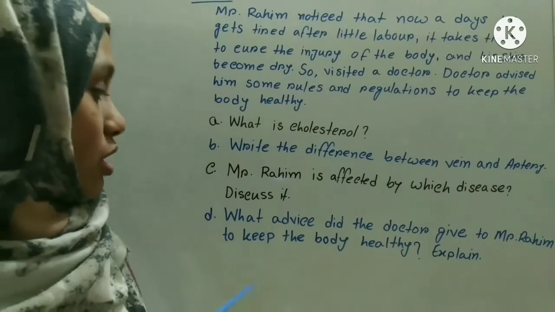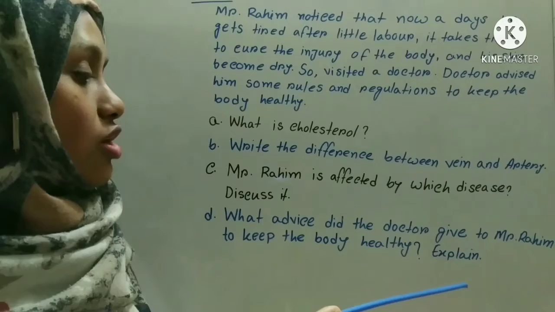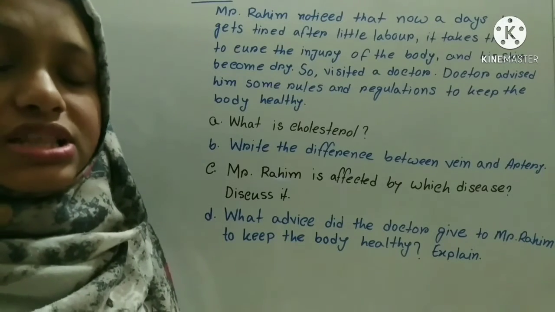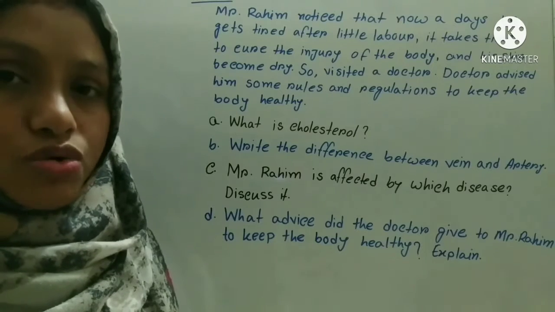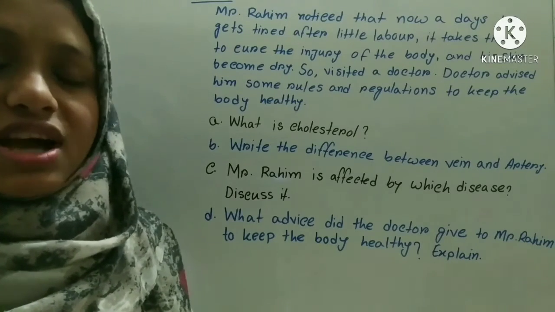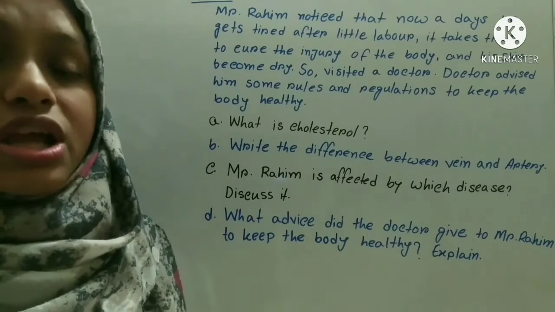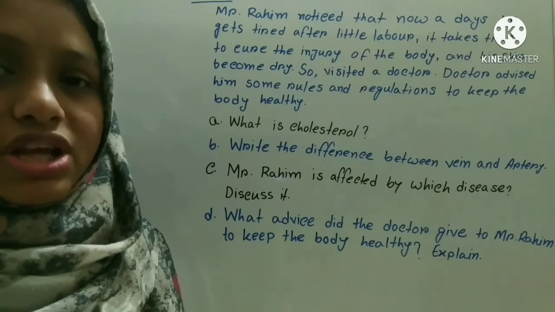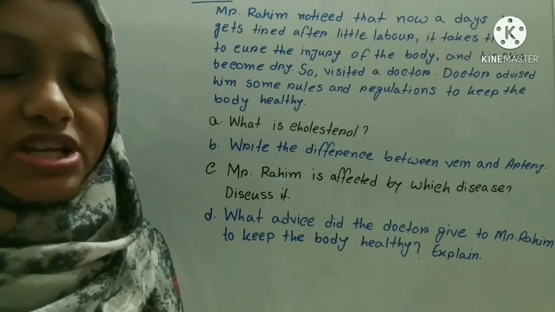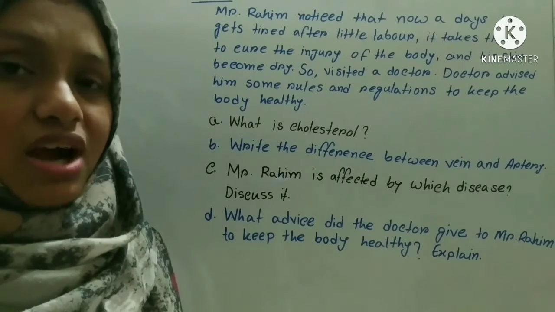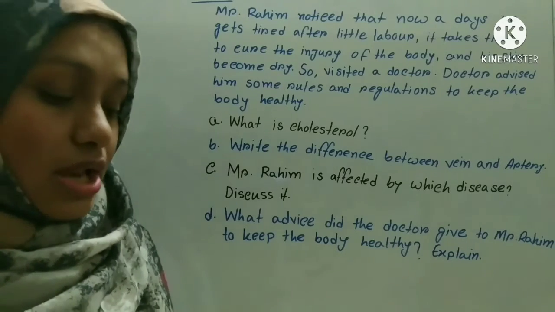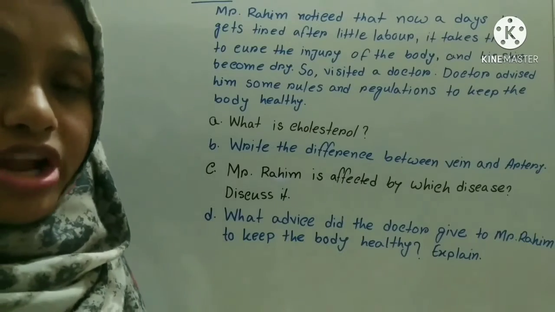Now, the D number question. What advice did the doctor give to Mr. Rohim to keep the body healthy? This is the 4 marks question. To control or maintain diabetes disease, there are some rules and regulations. If you maintain these rules and regulations, then you can control your diabetes level. So, these are given below. You can write in this way in the introduction part. And now you can describe the points.